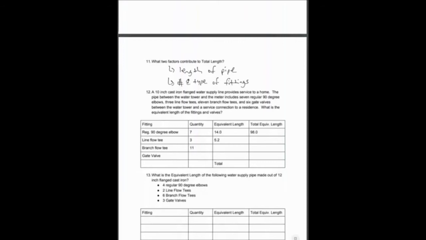In number 12, we have a 10-inch cast iron flanged water supply line. And then we have 7 90-degree elbows, 3 line flow T's, 11 branch flow T's, and 6 gate valves. All right, let's write that in, 6 there. According to the table, again, for 10-inch pipe, a 90-degree elbow is 14 feet. A line flow T is 5.2 feet.